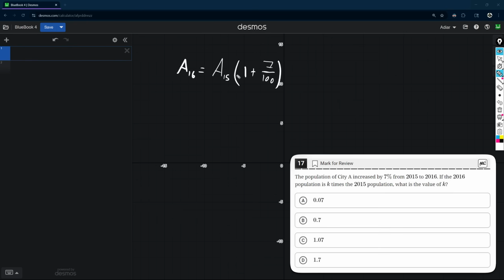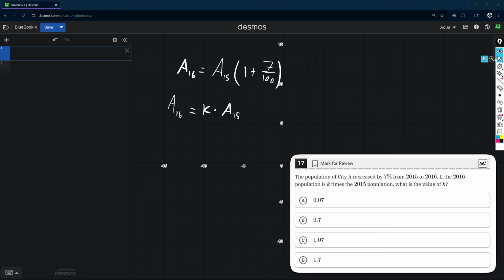So this is something when you increase by a certain percent, in this case 7%, you take the original number and you multiply it by 1 plus that amount of percent you're increasing. There's a huge difference between 7% of and increasing by 7%. So that is something you have to be careful about. And then the second equation says if the population in 2016 is k times the population in 2015, what is the value of k? And I know some of you may be screaming at me, oh my gosh, you've taken so long to do this simple question. Well, I'm just writing down the expression, and I'm trying to explain the problem as I do so.